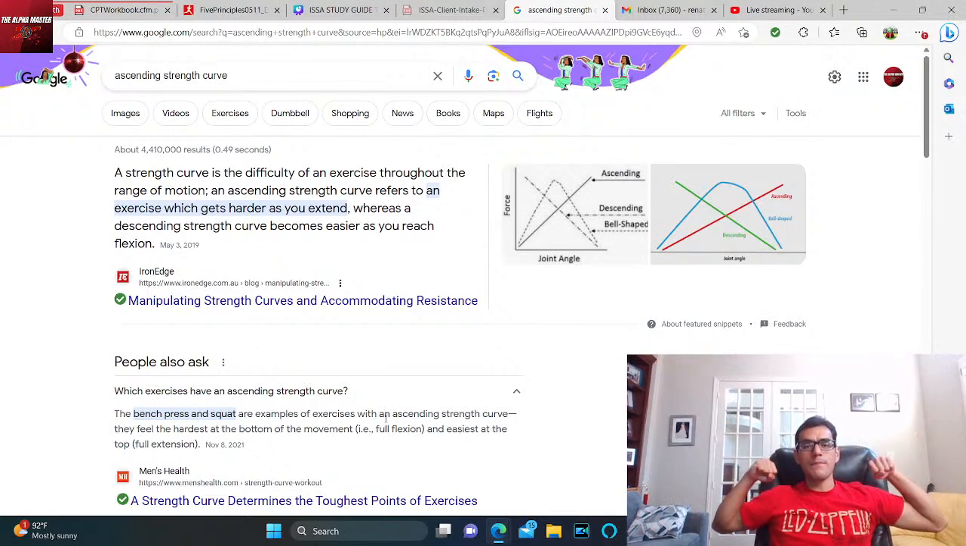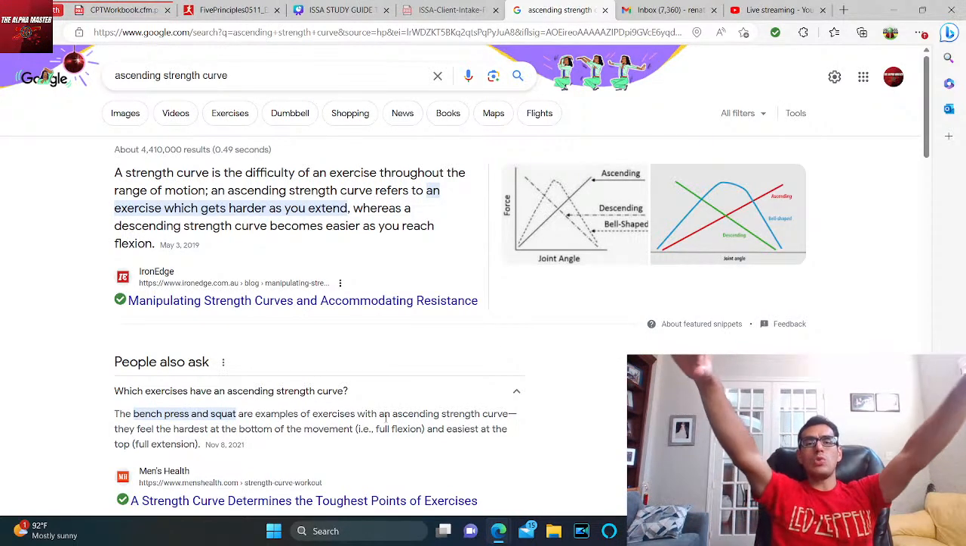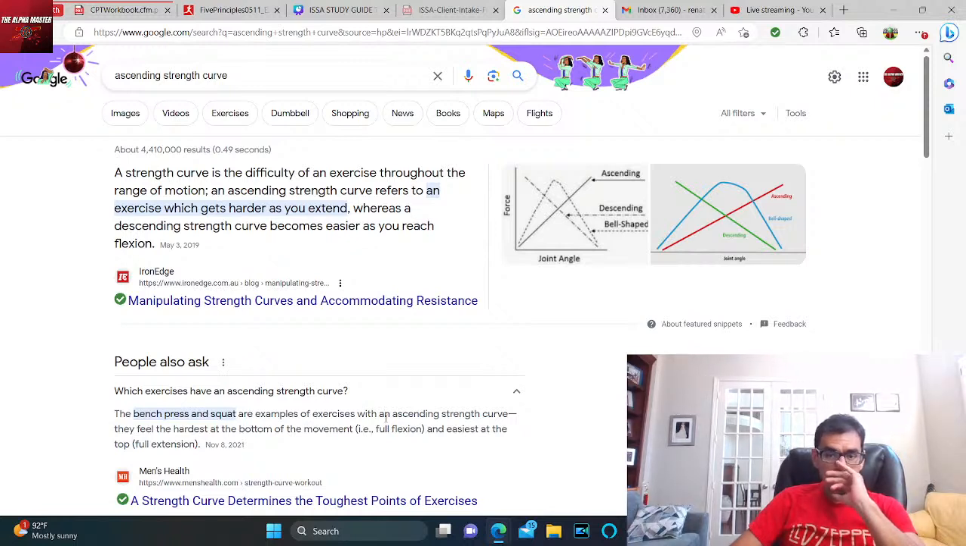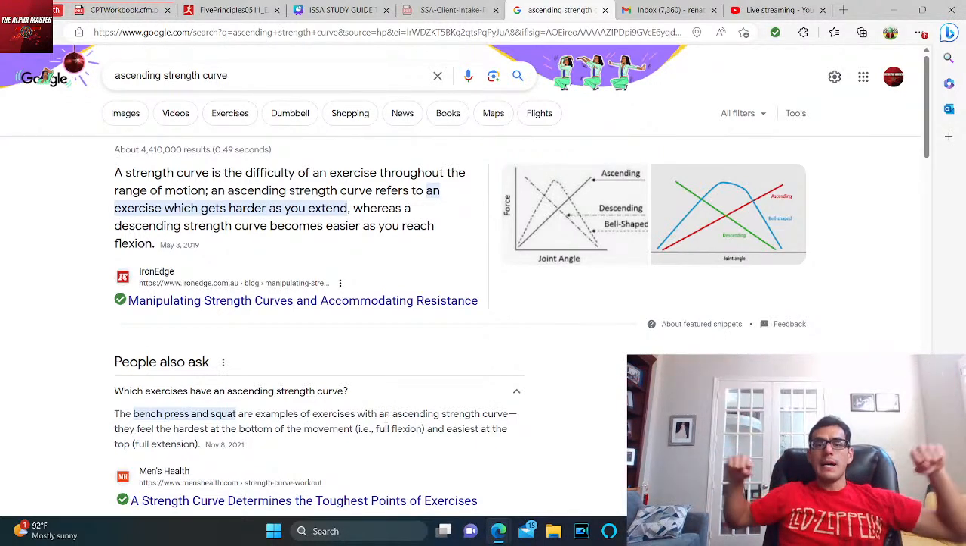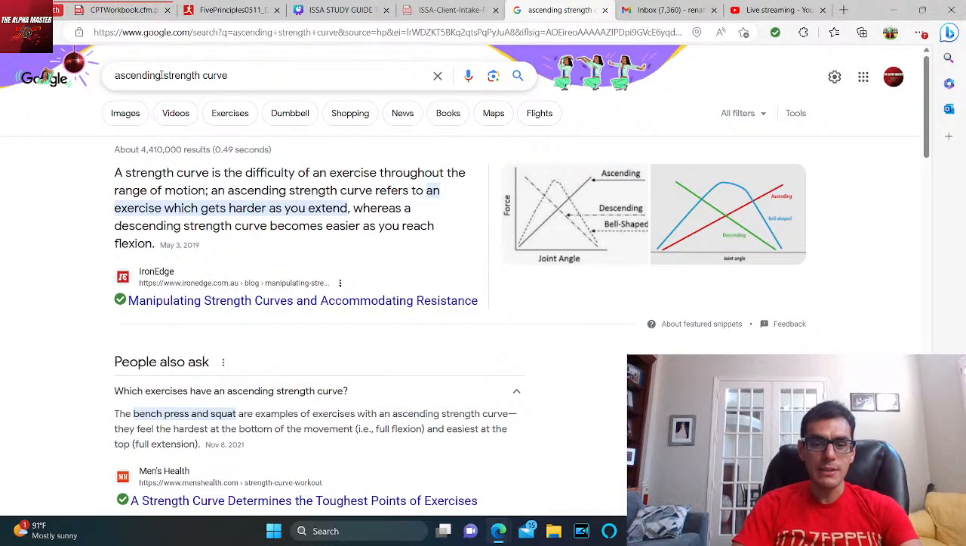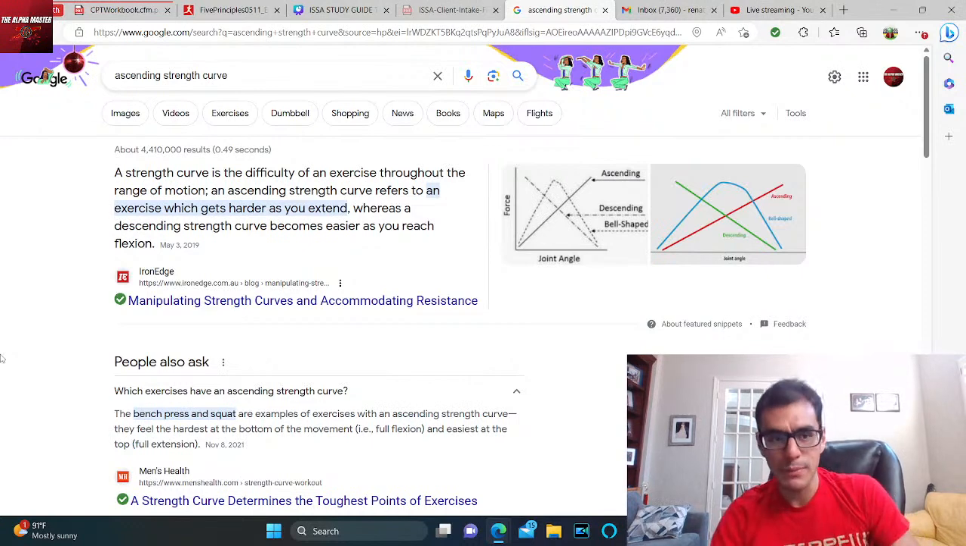The bench press and the squat become harder as you extend. Full flexion, full extension: ascending strength curve. It becomes harder the further that you extend. Descending, it becomes easier. So ascending strength curve, it becomes harder at the bottom of the movement, full flexion.